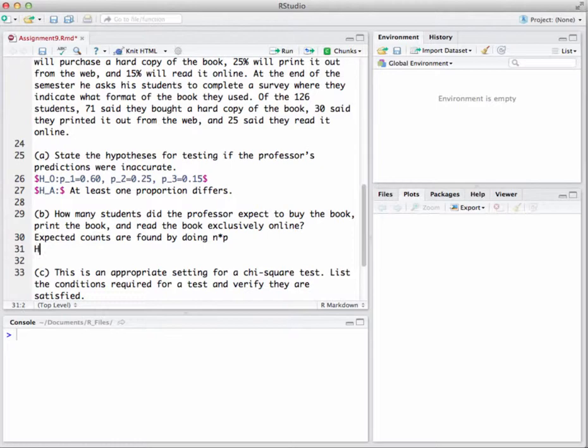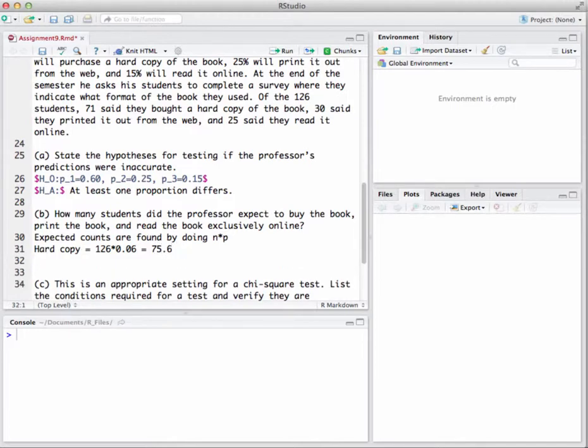So printed, or the hard copy. So hard copy expected is going to be equal to what? Well, the n here is 126, that's not going to change, times the expected, which is 0.06. Now you can do this in an R chunk if you want, but this is pretty straightforward arithmetic, and so I just did it using my calculator, okay? But it's up to you. If you want to put it in an R chunk, please feel free to do that, and that was 75.6 is what I got there.